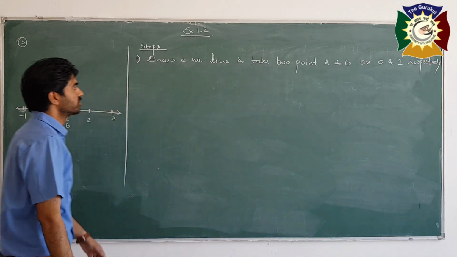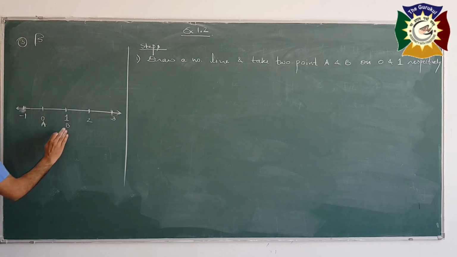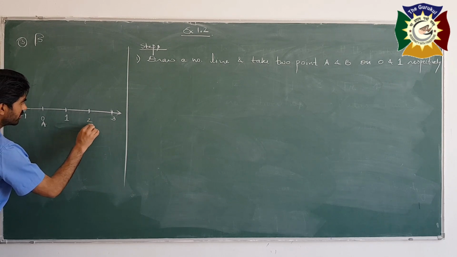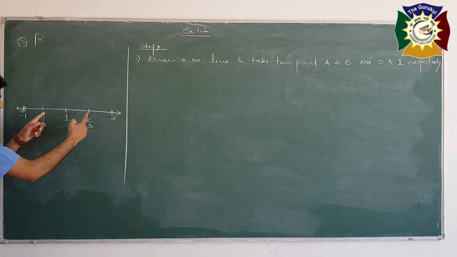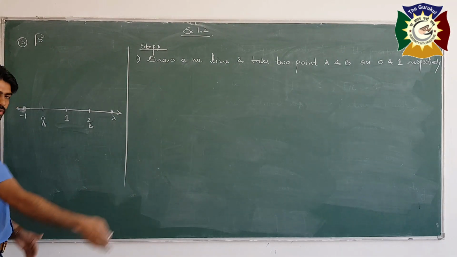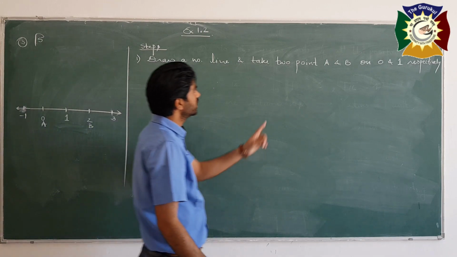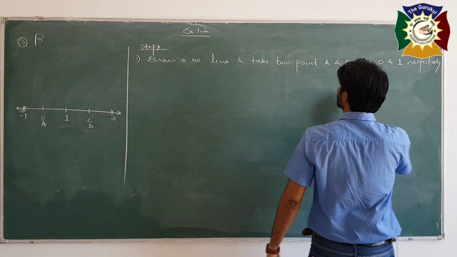Okay. So on 0 we have taken point A and on 1 we have taken point B. We are going to represent root 5. So no need to take B on 1. Take B on 2 directly, because 2 represents root 4 and we have to go for root 5, so it is beyond 2. So directly take this B on 2. So I am just correcting it.